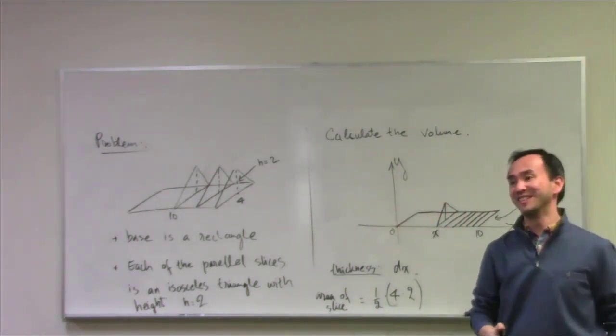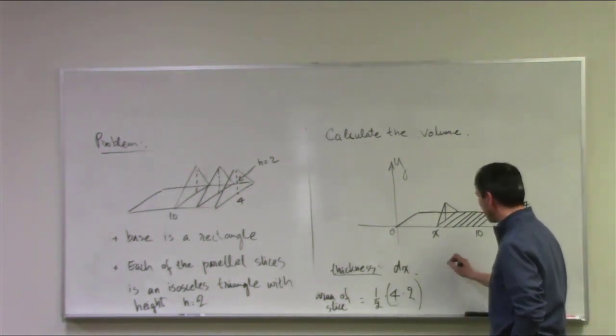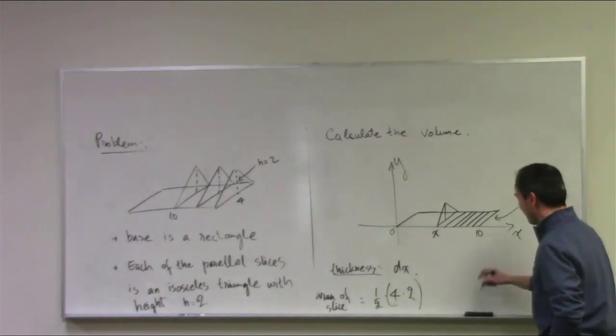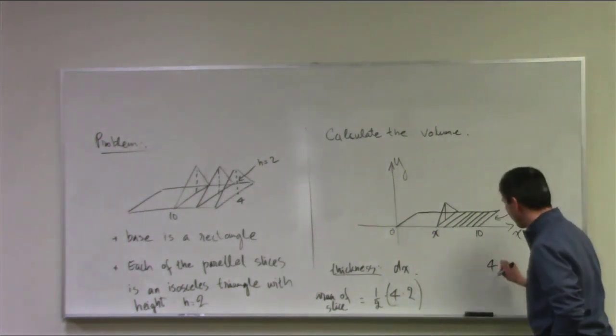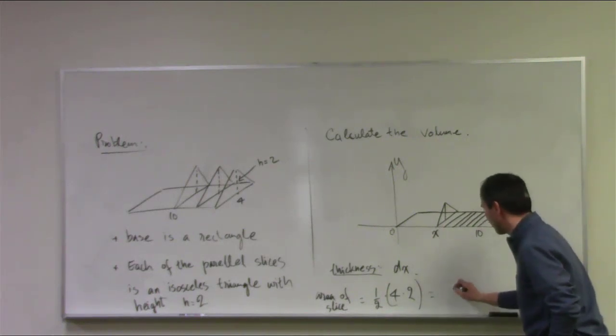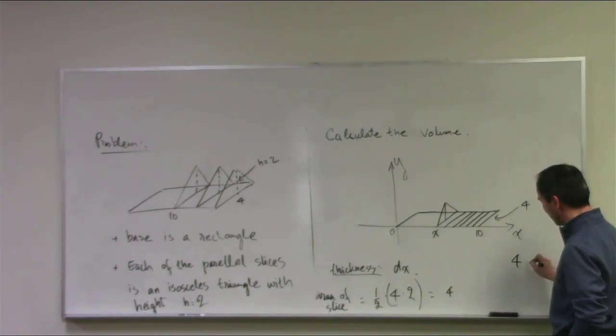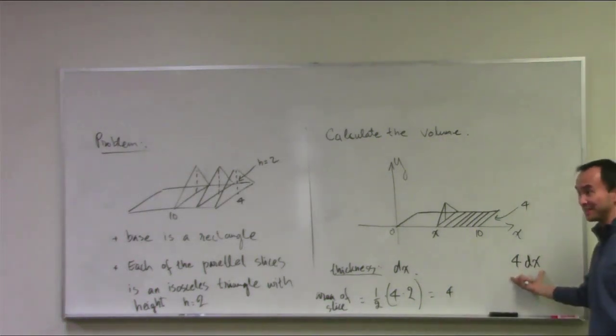Who knows? So now in this way, you're going to multiply it together: 1/2, and then 4 times 2, making it 4. That all equals 4. So 4 is the area of one slice, but multiplied with the thickness, dx. And then that's the volume for one slice, right?